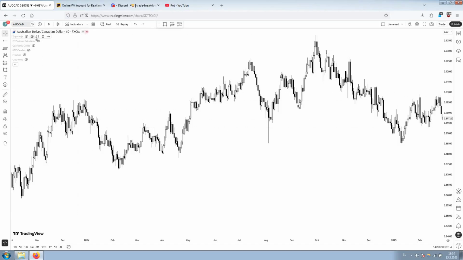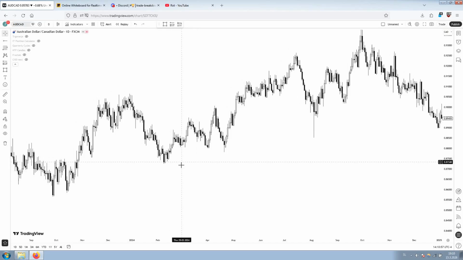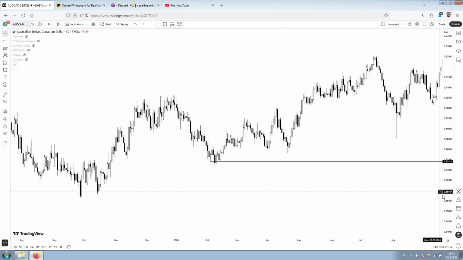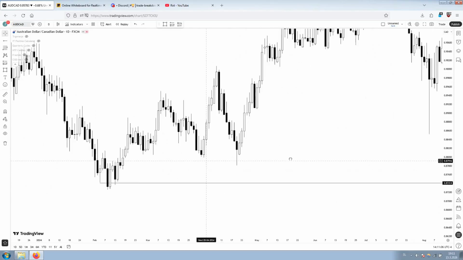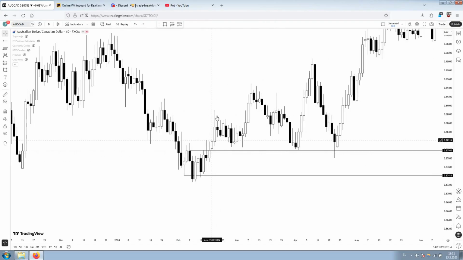We are on Australian dollar and Canadian dollar, on a daily chart, and let's go together through a few examples of equilibrium. The first one I already see here. What do we have over here? Well, let me zoom in. Okay, so we have a liquidity sweep. Where do we have break of structure? We have break of structure over here with these candles. And then we created this particular high over here.